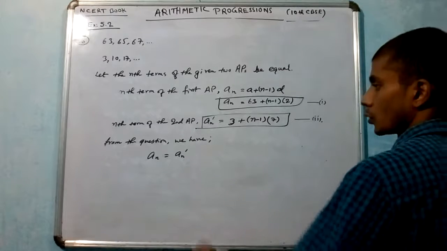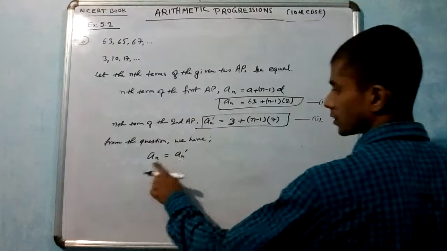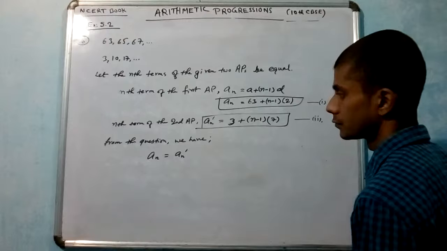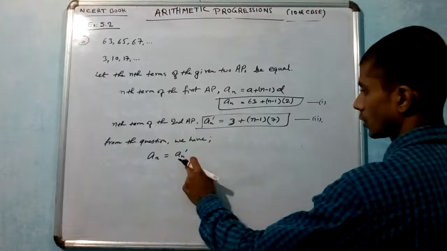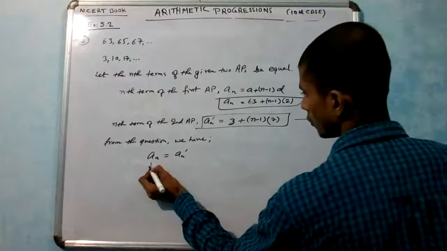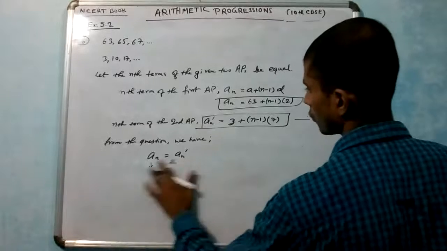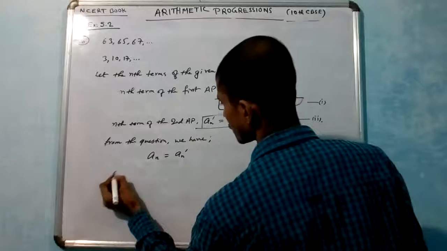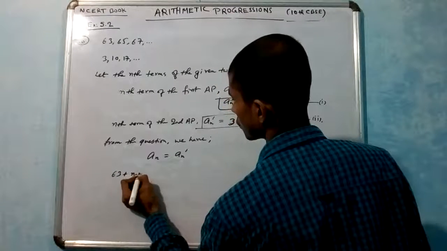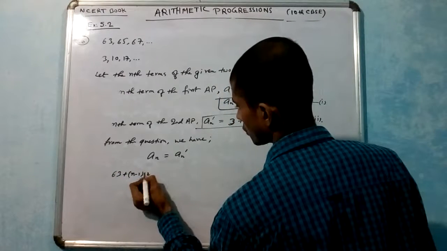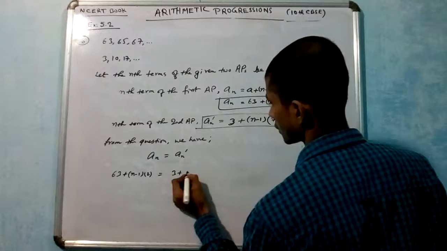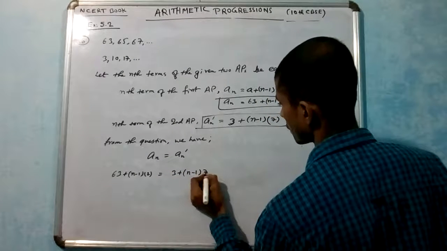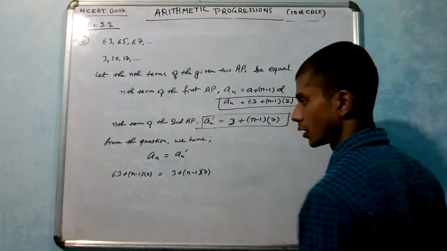So from the question both the nth terms are equal, so that's what I wrote. And what is an now? What is an dash now? We will write, okay? So an is 63 plus n minus 1 into 2, and this is 3 plus n minus 1 into 7. Okay, now we will solve this.